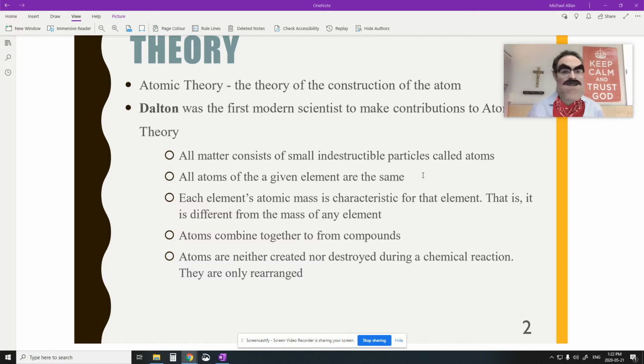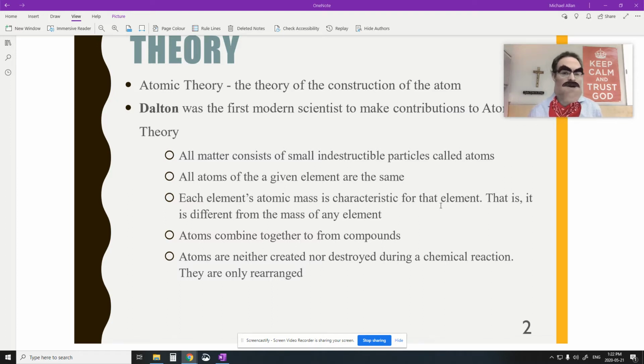He didn't really know too much. He just thought they were indestructible. All atoms of a given element are the same. So he did recognize that gold atoms are different than copper atoms. They had different weights and different sizes. Each element's atomic mass is characteristic for that element. So you notice that gold always had the same atomic mass, no matter what kind of gold you had.